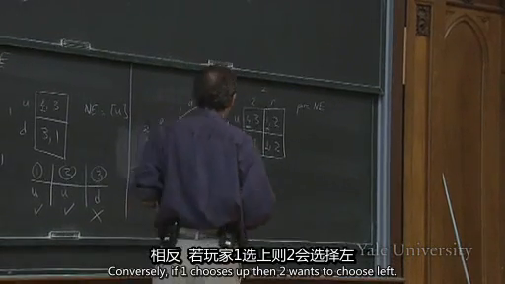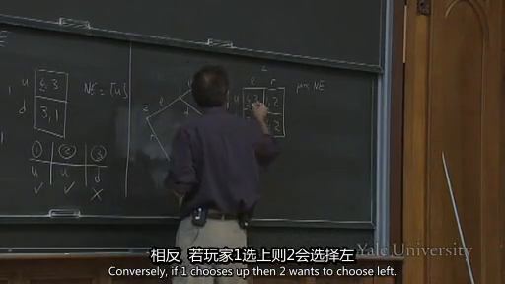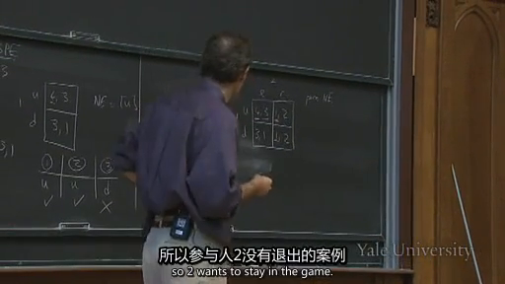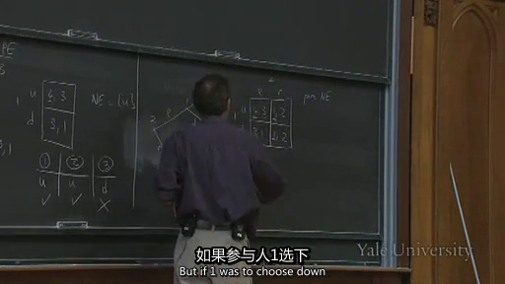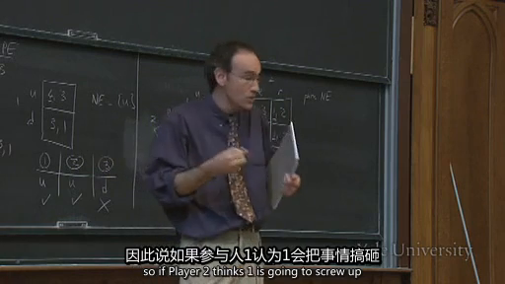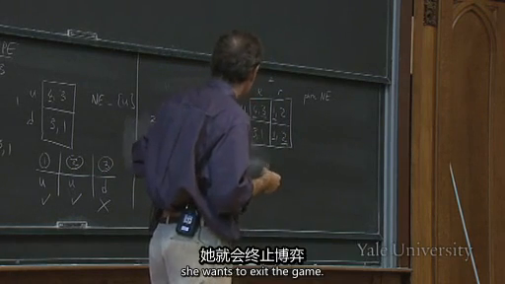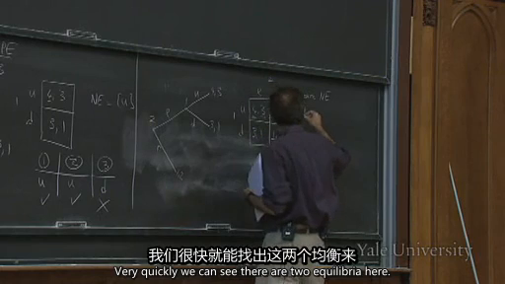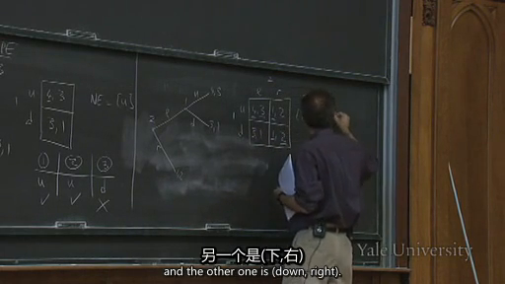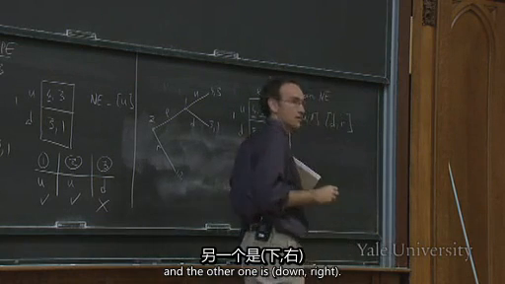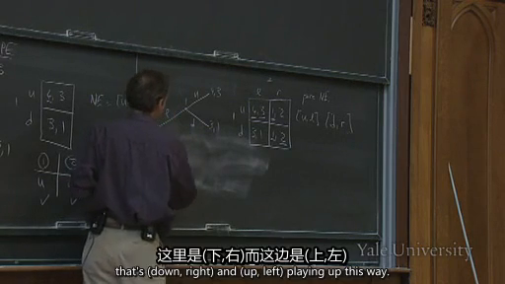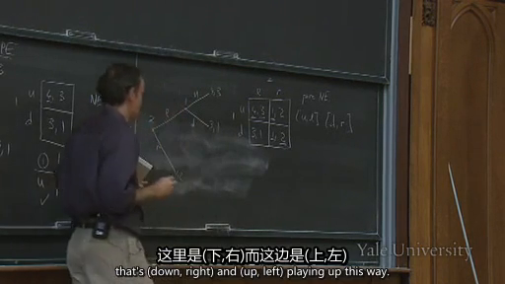All right. Conversely, if 1 chooses up, then 2 wants to choose left. That's the example of 1 not screwing up, so 2 wants to stay in the game. But if 1 was to choose down, then player 2 would like to get out of the game. So if player 2 thinks 1 is going to screw up, she wants to exit the game. All right, and very quickly we can see there are 2 equilibria here. One of them is up left, and the other one is down right. All right, they correspond to playing down this way, that's down right, and up left, playing up this way.